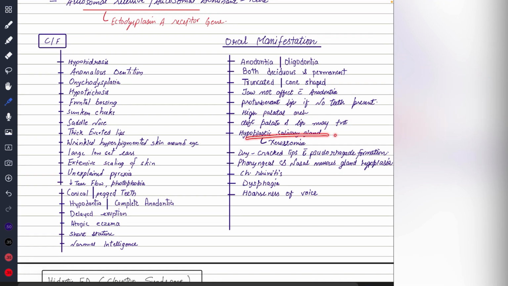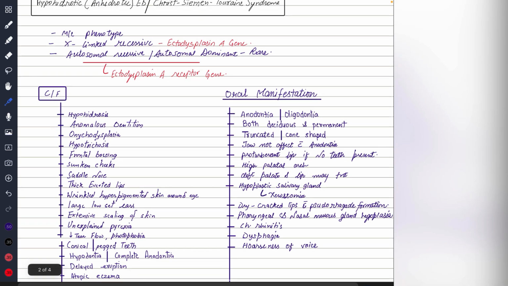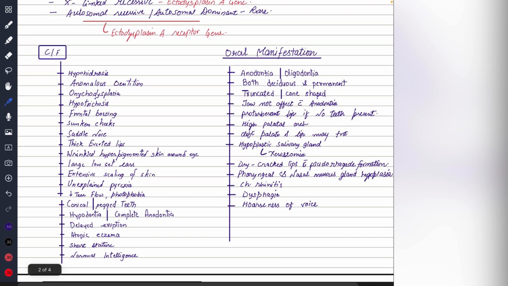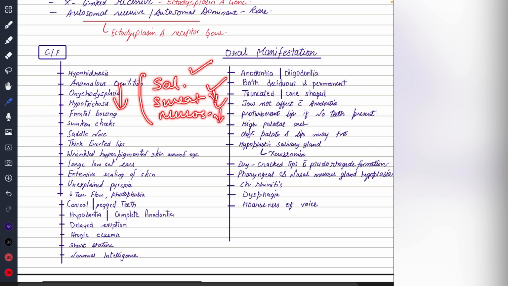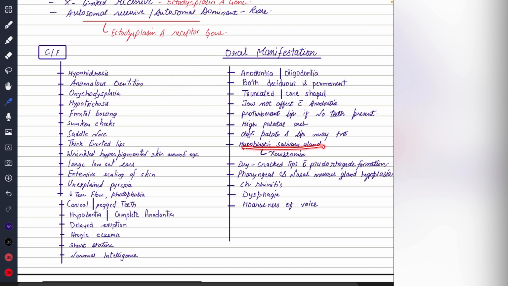Hypoplastic salivary gland. So basically I told you your salivary gland will be affected. This is the hypohidrotic variant. So your salivary, sweat and mucus glands will be affected. Because of that, salivary secretion will be less, sweat secretion will be less, and mucus secretion will be less. And if there is a low amount of salivary gland, xerostomia will follow.